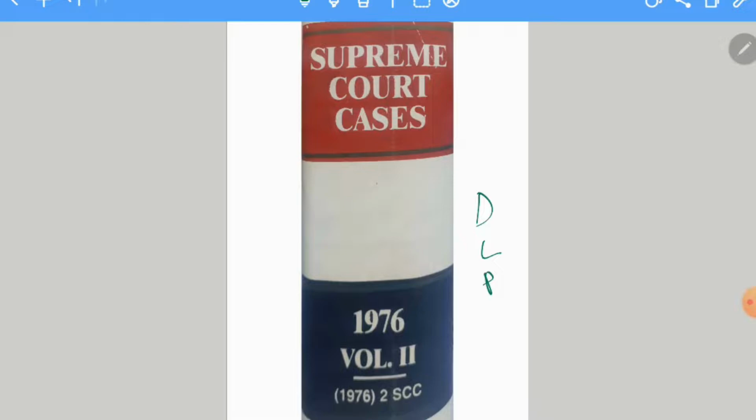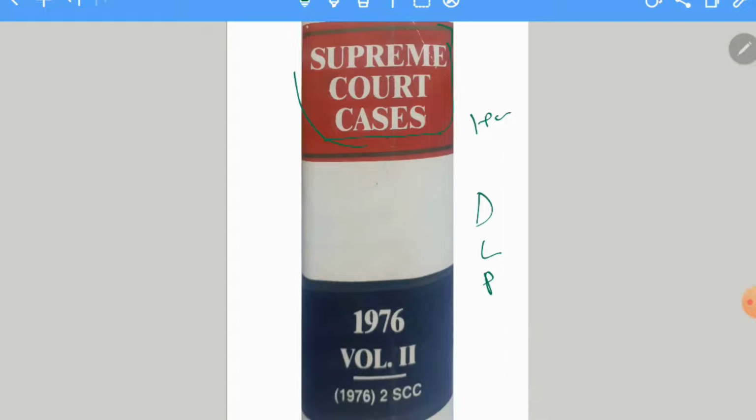In today's video, we will discuss how to read the Supreme Court Cases. Now my dear friends, you all know that in India, the Supreme Court Cases is one of the finest sources to get the judgments of the Supreme Court. So whenever you have a hard copy of the Supreme Court Cases, you will have this kind of structure.